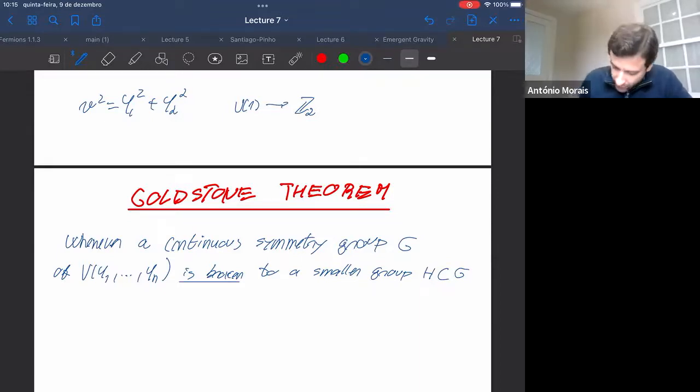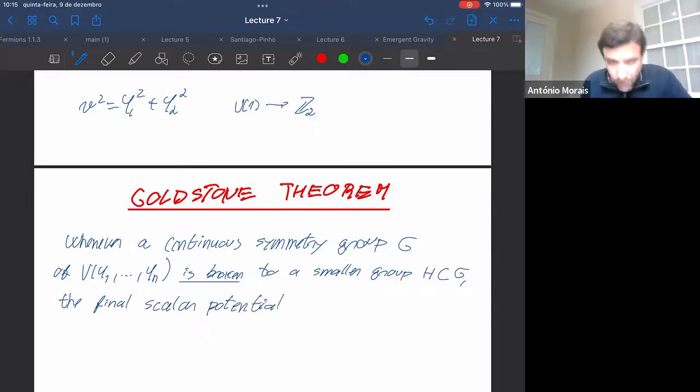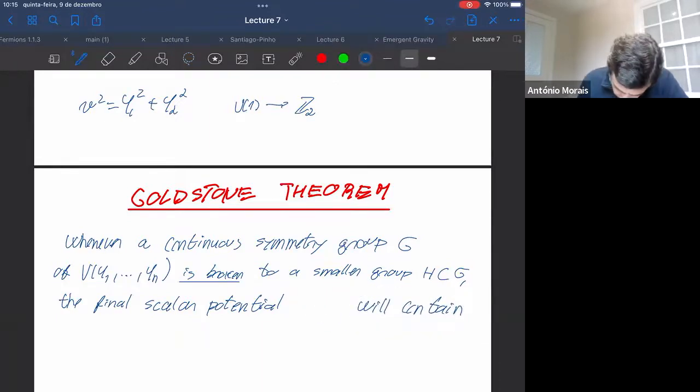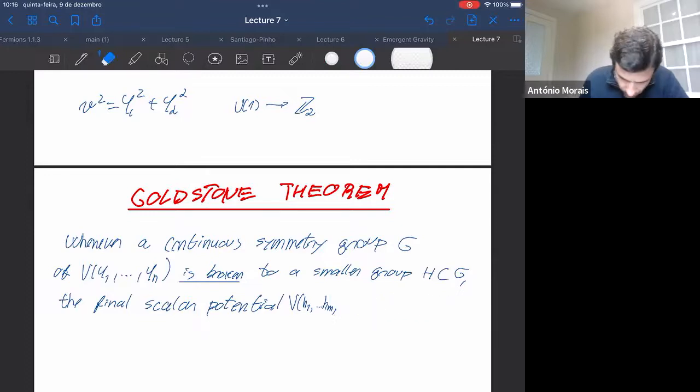Then the final scalar potential will contain, and let me in fact write the final scalar potential as a function V of h1 up to hm, g1 up to gn, let's say. In fact, I'll put m here, I'll put kappa on h.